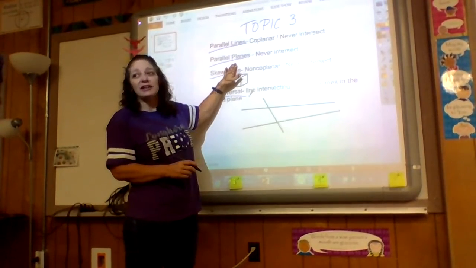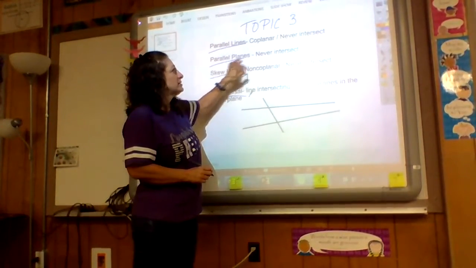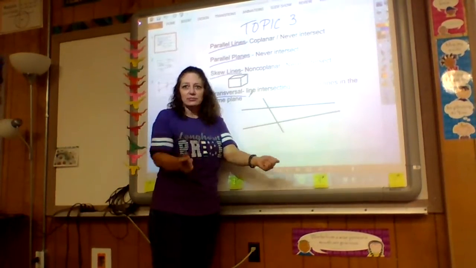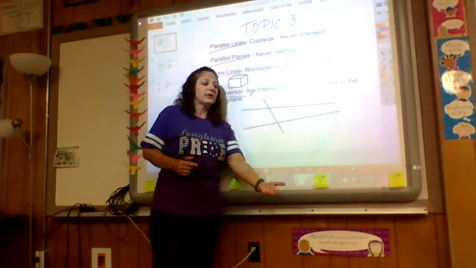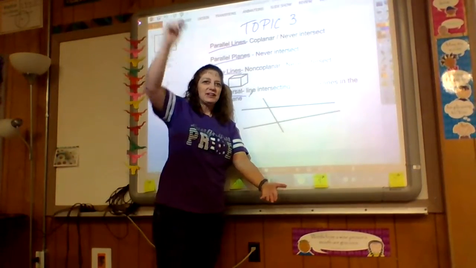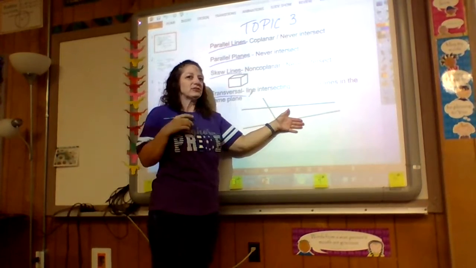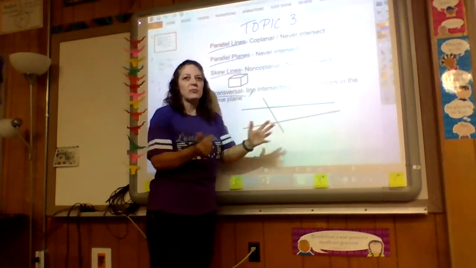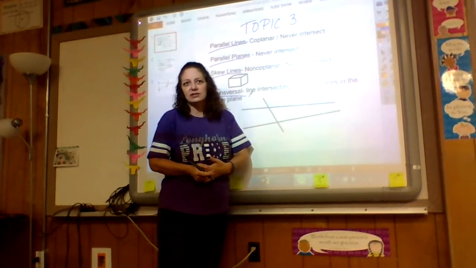Let's do the parallel planes now. Parallel planes never intersect also, but this is flat surfaces that will not intersect. So the floor is parallel to the ceiling, and the front wall is parallel to the back wall, because they will keep going on and on, but they will never cross, never intersect.